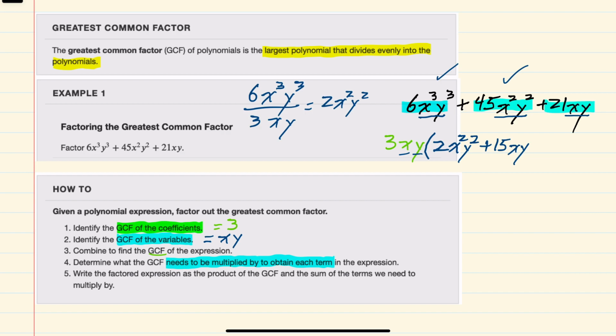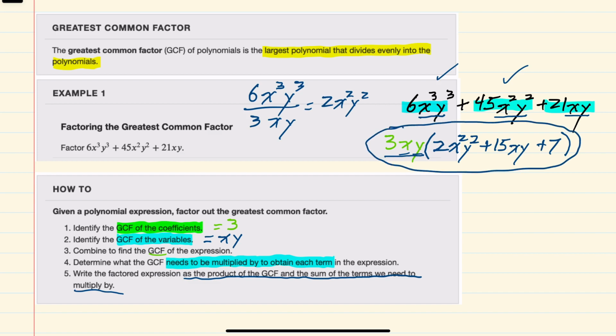For the third term, I've got a 21xy. I would need to multiply this 3 by 7. But since I already have the x and the y in the 3xy that I need for the 21xy, no other variables are needed. I've written the expression as the product of the GCF and the sum of the terms we need to multiply by. So this would be our factored expression factoring out the greatest common factor.